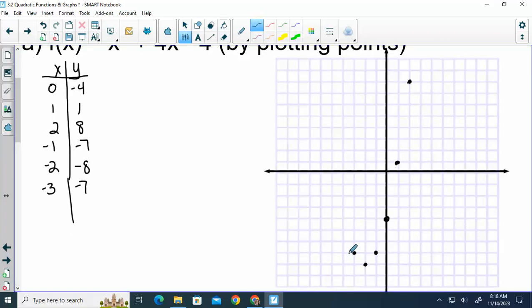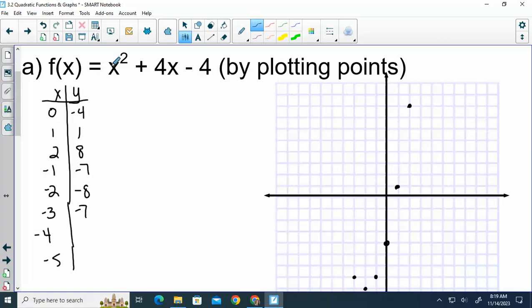Maybe. We can kind of see we have at least found the vertex now. We know where it's changing directions. If we want to do a couple more, put in negative 4, we have 16 plus negative 16 minus 4, so negative 4. If you put in negative 5, 25 plus negative 20 minus 4 is 1.